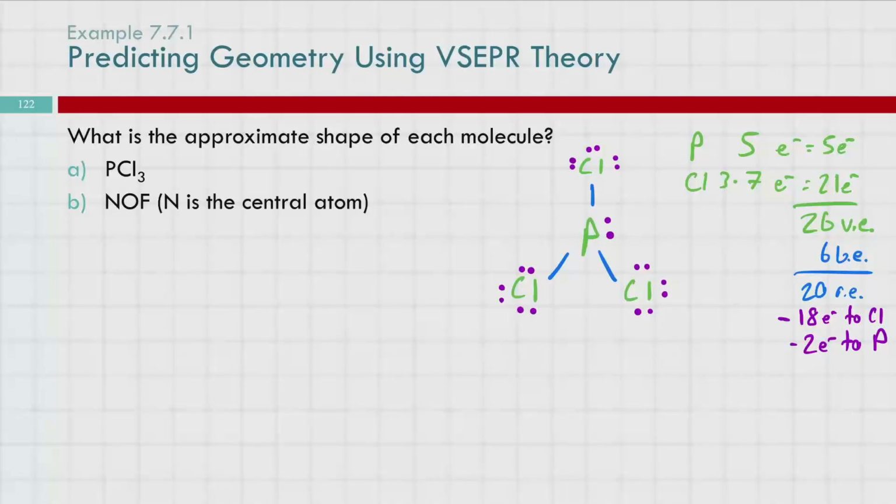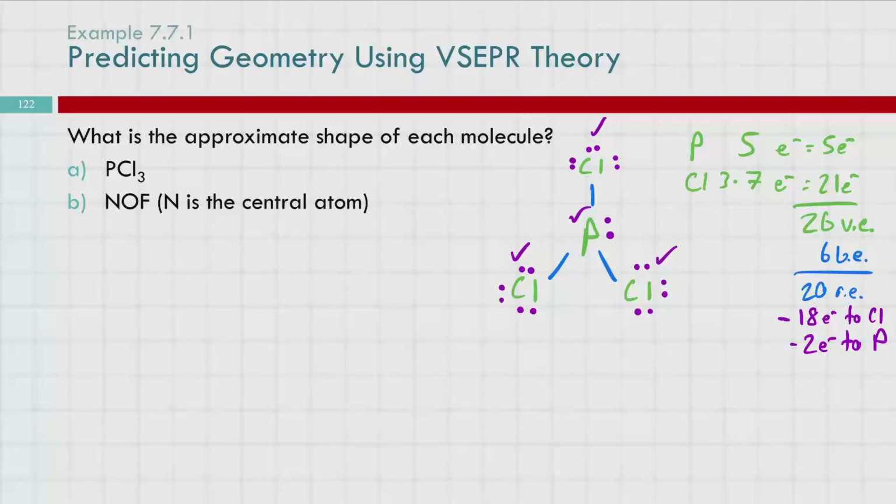And then if we go around and look at our octets, our chlorines each have their 3 lone pairs and 1 bond. That's 8 electrons. So they've got octets. And our phosphorus has the opposite case. It's got 3 bonds and 1 lone pair, which is also 8 electrons. Step 1, done.